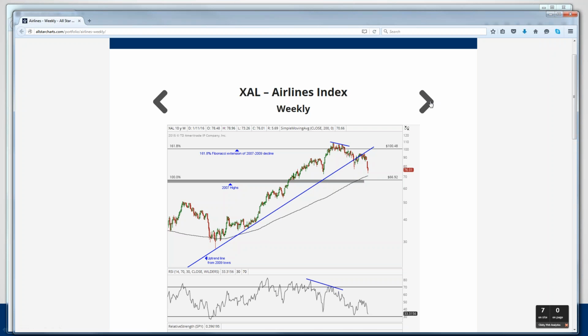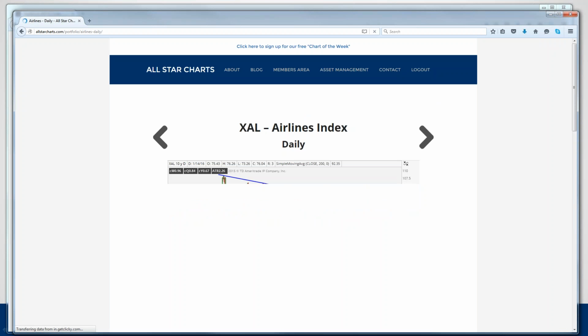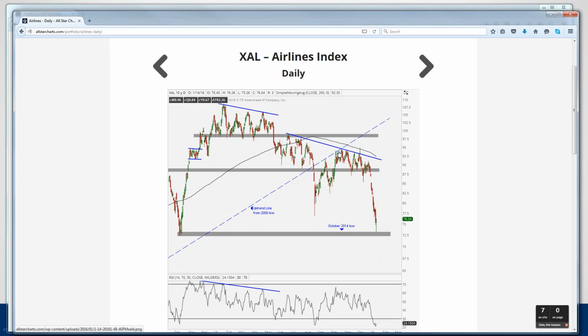It's really that simple. And then looking at it from a more tactical perspective, we want to be fading any strength. Here's the broken uptrend line from 2009. We have a downtrend line from last year, from spring last year.